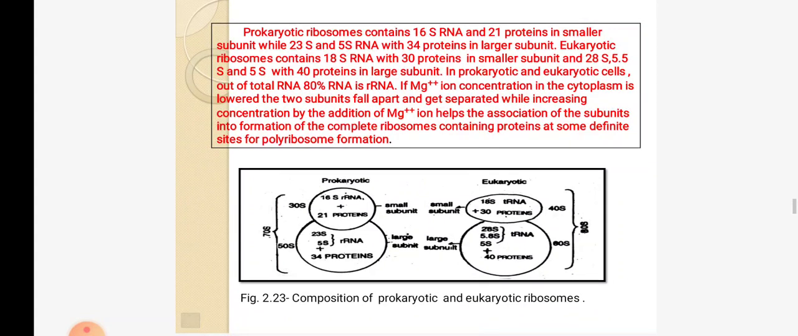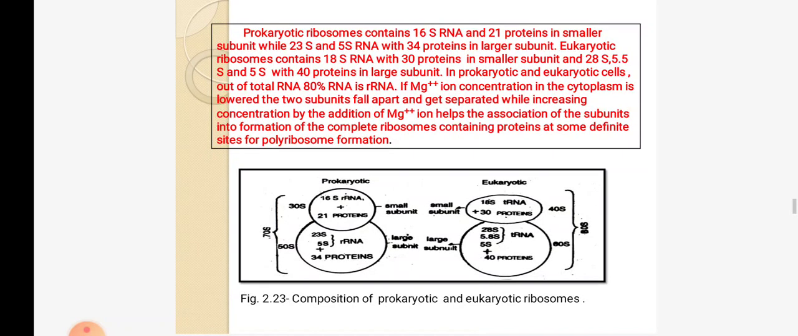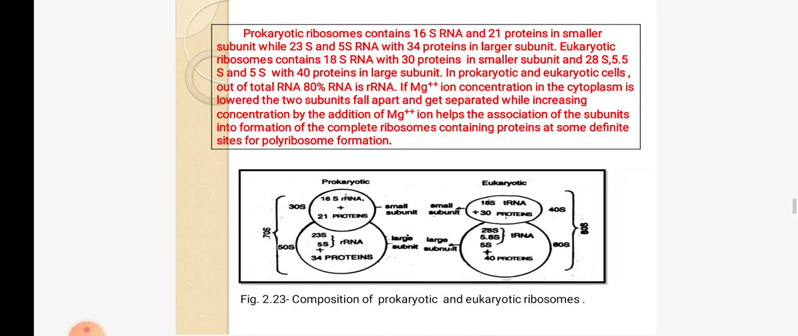If the Mg2+ concentration in the cytoplasm is lowered, the two subunits fall apart and get separated, while increasing the concentration by the addition of Mg2+ helps the association of subunits into the formation of complete ribosomes containing proteins at some definite sites of polyribosome formation.